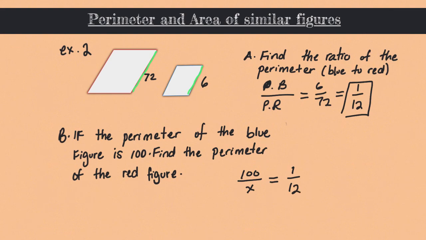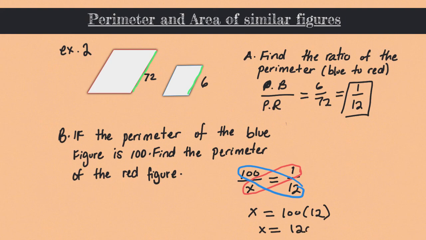Now we have it in a format that we are familiar with, and we're going to cross multiply. The product of our diagonals are equal. So our first diagonal is going to be x is equal to 100 times 12, which is simply going to be x is equal to 1200.